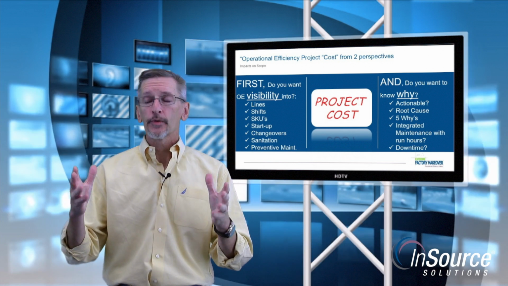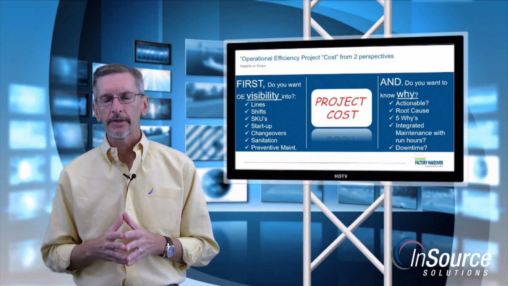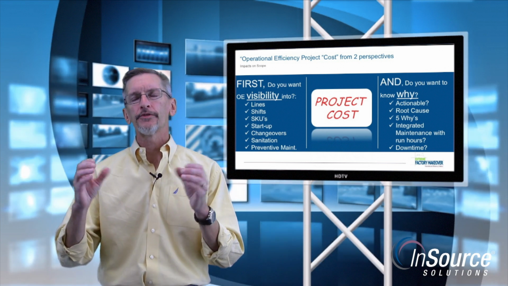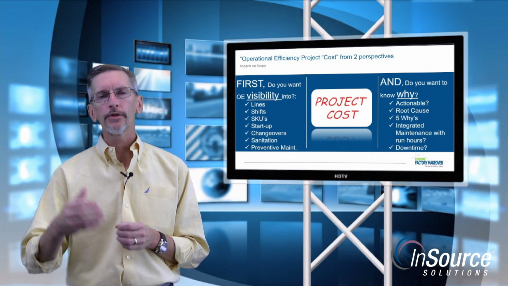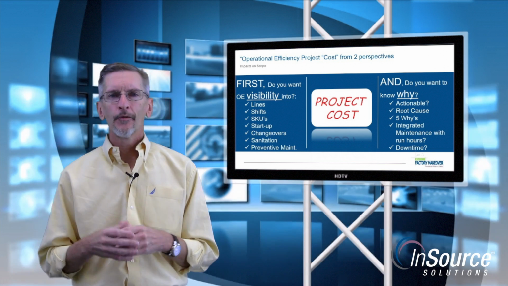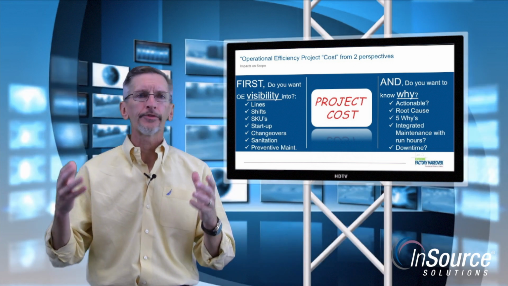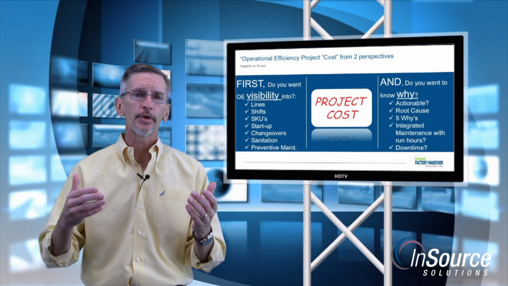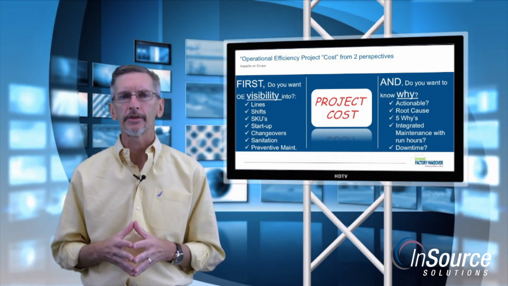Of course, cost from a technology perspective is scope dependent. And by scope, I mean a couple of things. First of all, are you creating scope that just allows you visibility into how well you're doing with operational efficiency for the purposes of checking lines and shifts and SKUs? And if so, does it include things like startup and changeover and sanitations and PM activities?